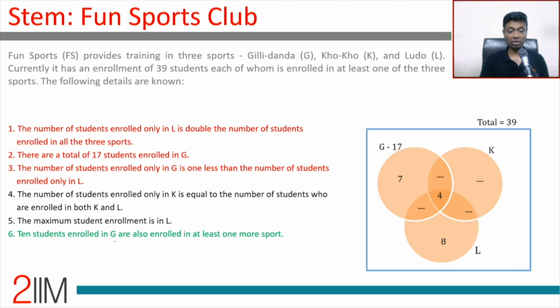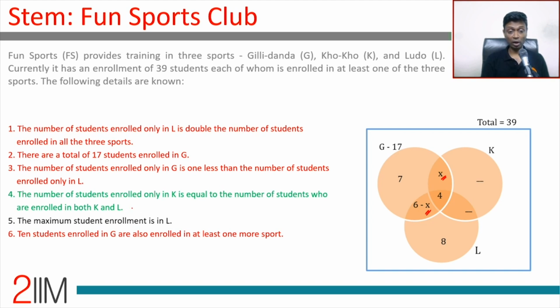The 10 students enrolled in G are also enrolled in at least one more sport. This plus 4 plus this should be 10, or these 2 add up to 6. We call this X. This will be 6 minus X. Right? So now we get some more clarity. 7, X, 6 minus X, 4. These 3 add up to 10. This is 8. Now let's look at the next constraint.